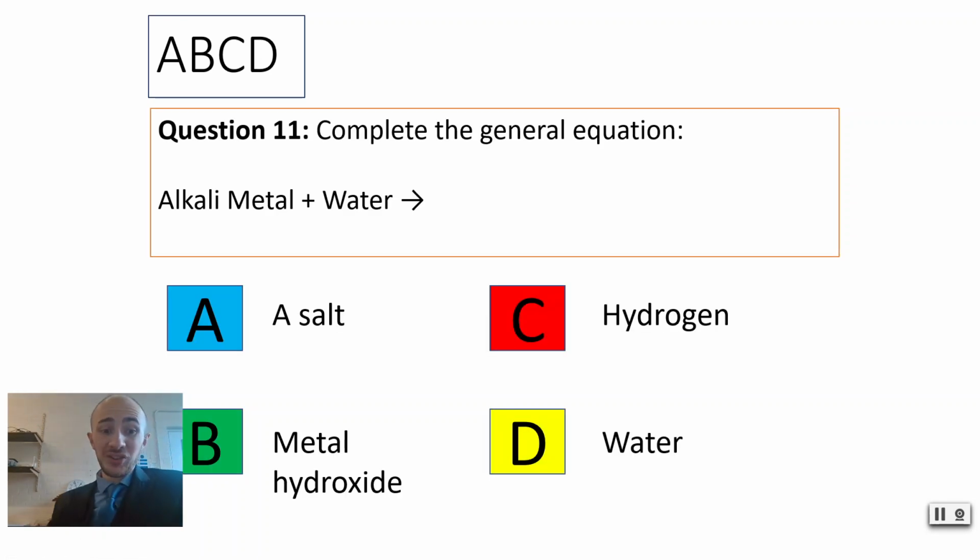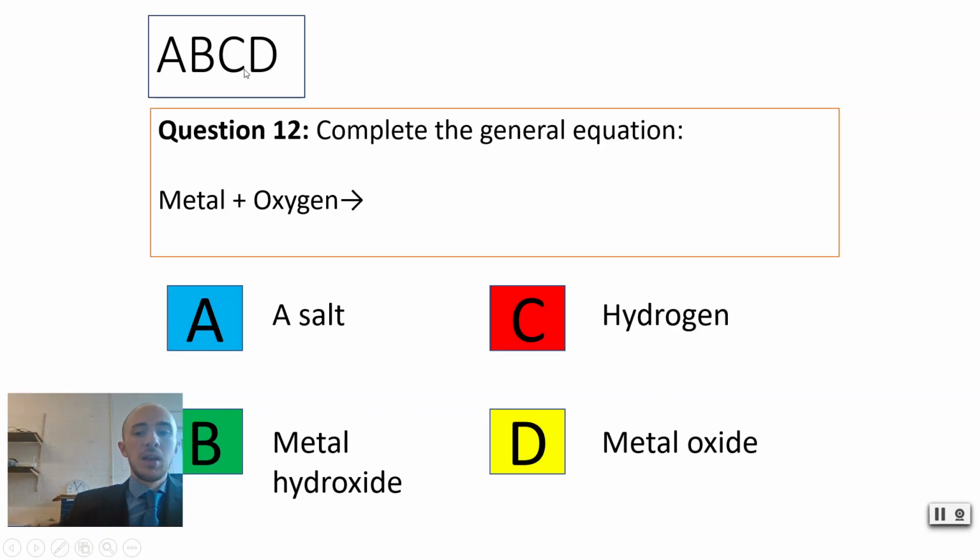Alkali metal and water, well, just any metal and water, makes metal hydroxide, B, and hydrogen, C. B and C. Metal and oxygen makes metal oxide, nothing else, just metal oxide. D.